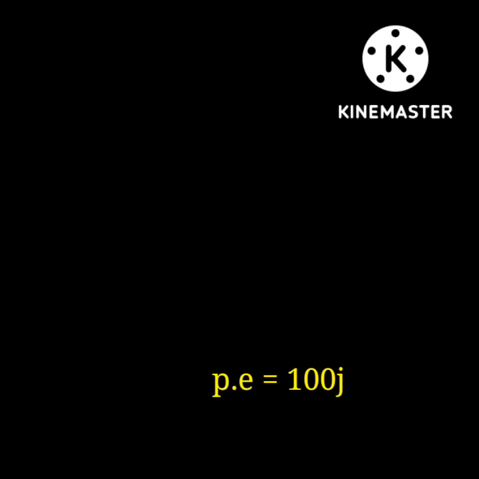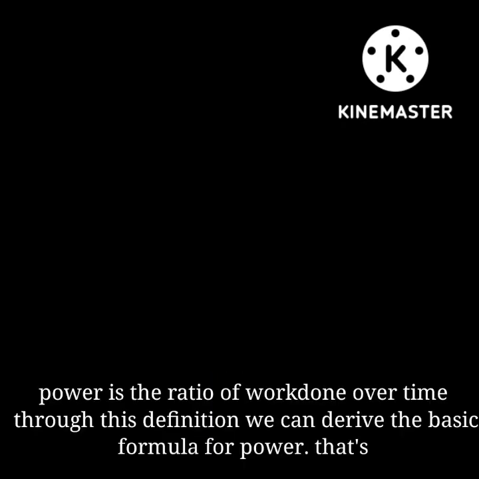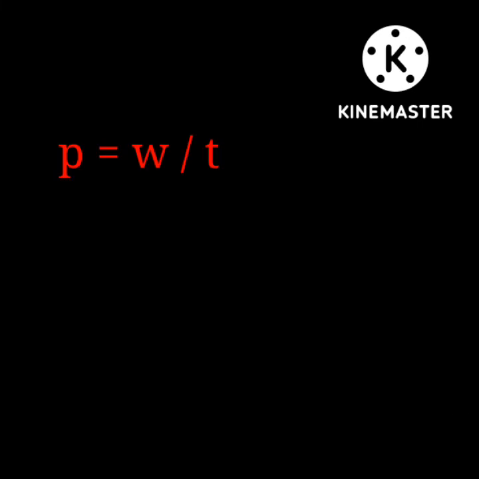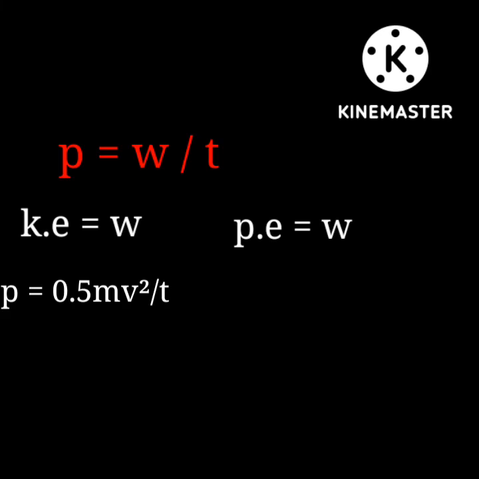Moving to the last aspect, the power. Power is a ratio of work done over time. Through this definition, we can derive the basic formula for power, that is, P equals W over T. We must not forget that work and energy intertwine together, so we can also derive other forms of formula by placing the kinetic energy and the potential energy in the place of work. Therefore, P equals 0.5 mv square over T, or P equals mgh over T.